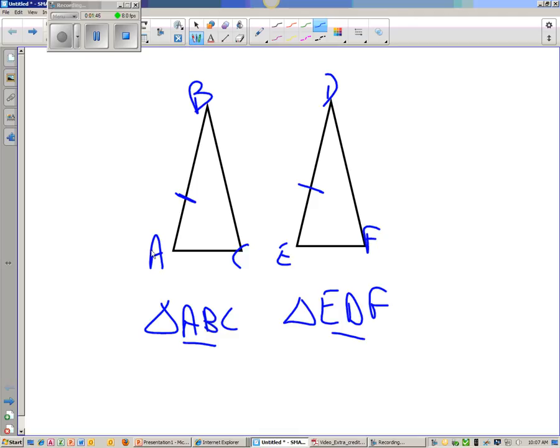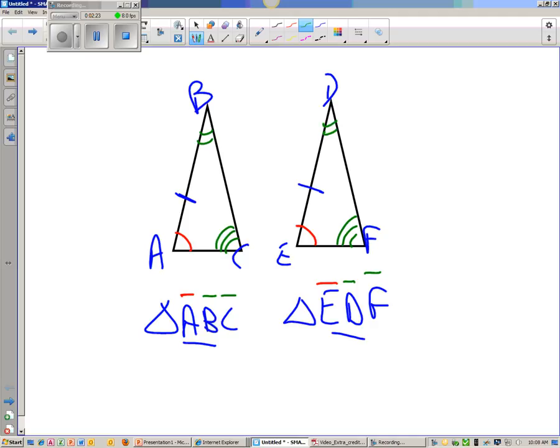So if I want to mark my angles, I know that angle A corresponds to angle E, so I'm going to put a hash mark there and a hash mark there. I know that angle B corresponds to angle D, so I'm going to put 2 marks there and 2 marks there to let me know that those two angles correspond to each other. And then finally I know angle C corresponds with F, so I'll put 3 hash marks there and 3 hash marks there to let me know those go together.